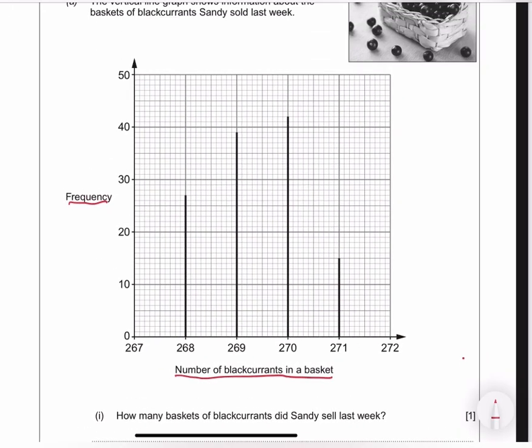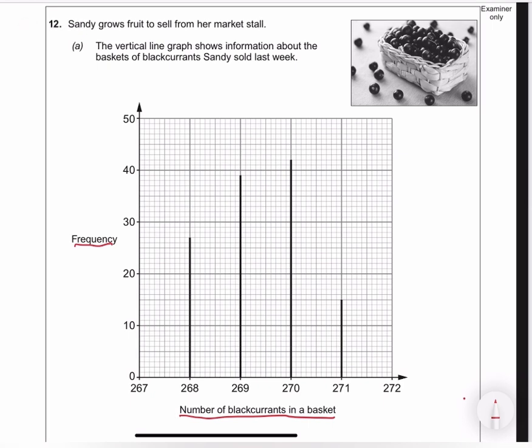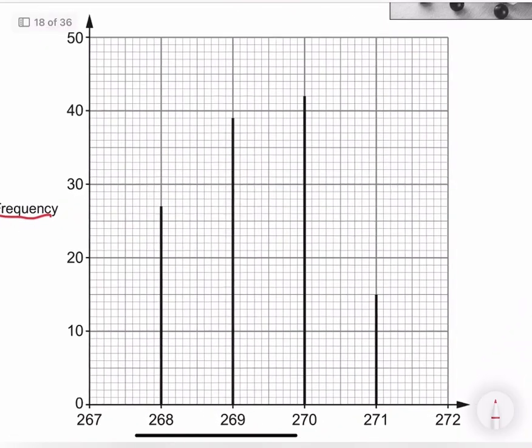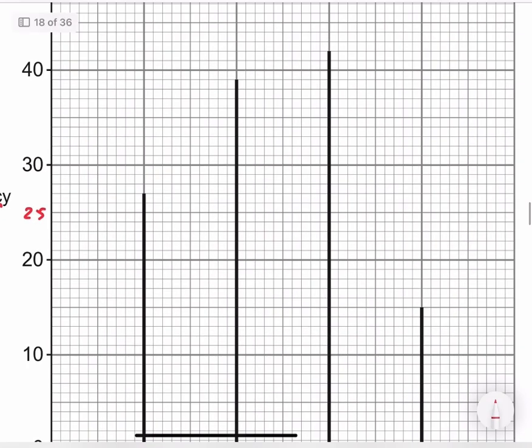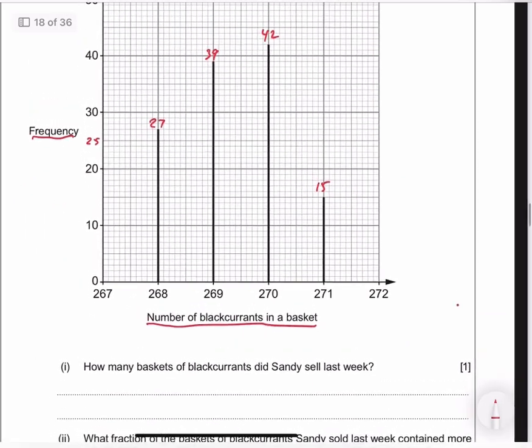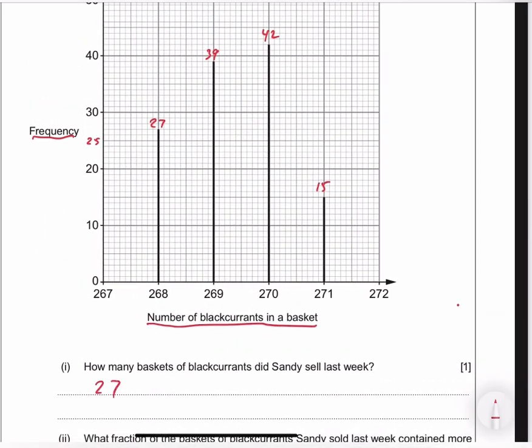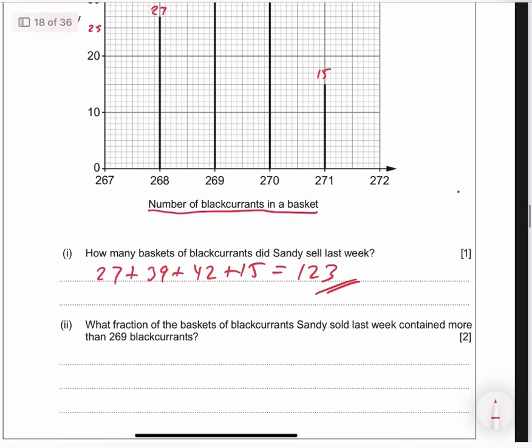So how many baskets of blackcurrants did Sandy sell last week? So this basically, all 4 lines, this is what she sold last week. We just need to find the value for each line, and add them up together, and that will be the total baskets she sold. Okay, so you can see that the mid number will be 25. That's going to be 27, 2 more up. There's just one little down from 40, 39, 42, and 15. So let's add them all up. And that will give us the total number of baskets sold last week, 123 baskets.